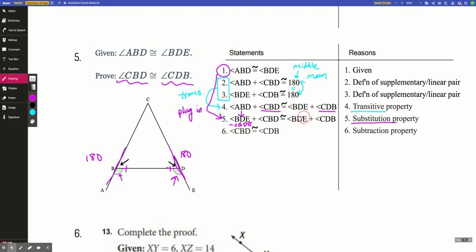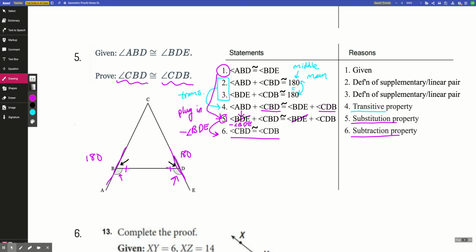When I subtract it out, these are eliminated, so all you're left with is your end goal. CBD is congruent to CDB, right? And remember, I got from here to here by subtracting angle BDE. So because I got there using the subtraction property, that's how I arrived at statement 6. So my reason is the subtraction property. It's a little tricky. This one definitely was a little bit longer and trickier, right?